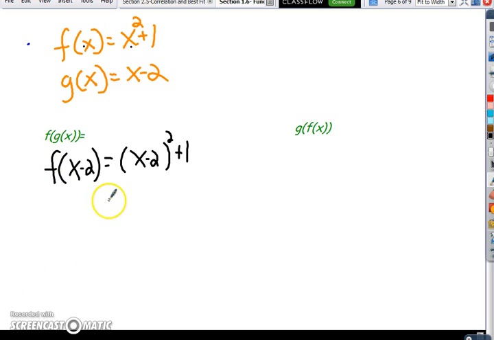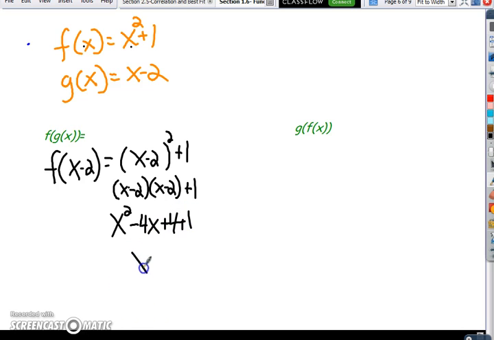Now this, you got to have a little FOIL action here, because remember, this is the following, in case you forgot. Simplify.